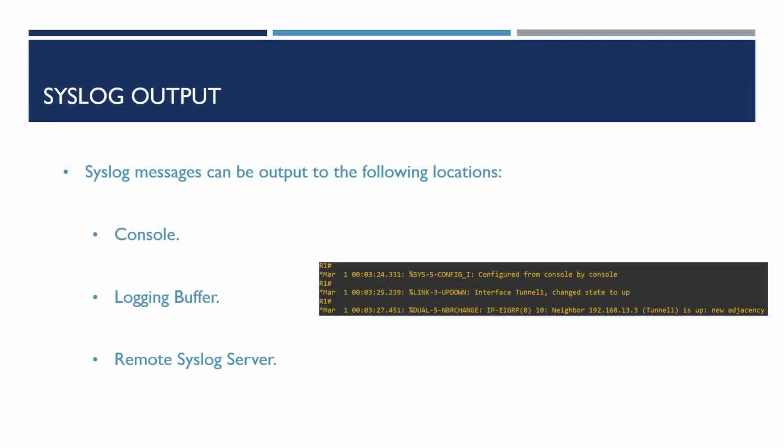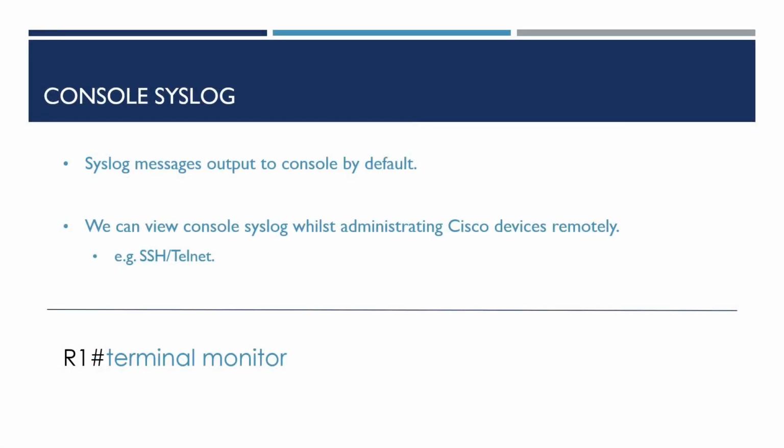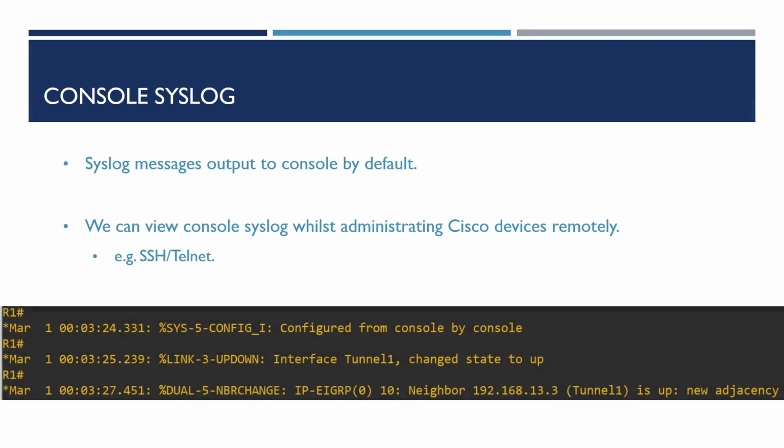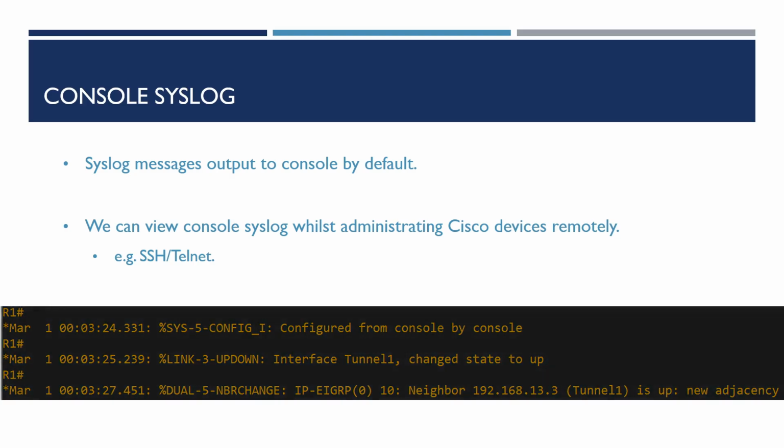So Syslog itself on a Cisco device can output to a number of locations. These include the console, a logging buffer, or a remote Syslog server. First of all, by default, Syslog messages are logged and displayed onto the console. As shown on the example on the screen, the messages are displayed to the console in real time, whilst we're physically connected to our device.